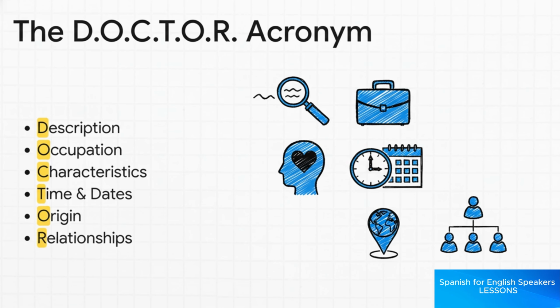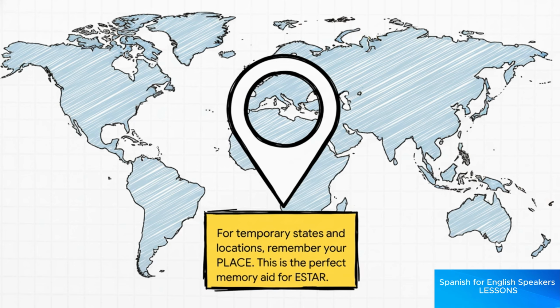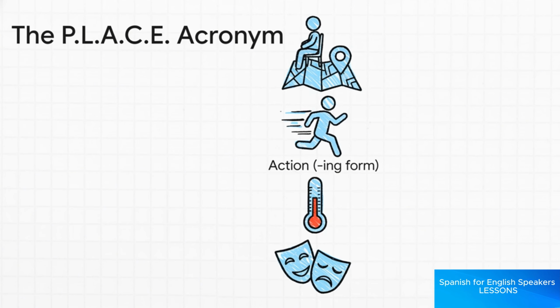And for estar, our little memory aid is place. So if doctor covers all the permanent, essential stuff, place is going to handle all the temporary states and locations. Let's see how this one works. Okay, so P is for position and L is for location. And here's a golden rule for you. Location always, and I mean always, uses estar.